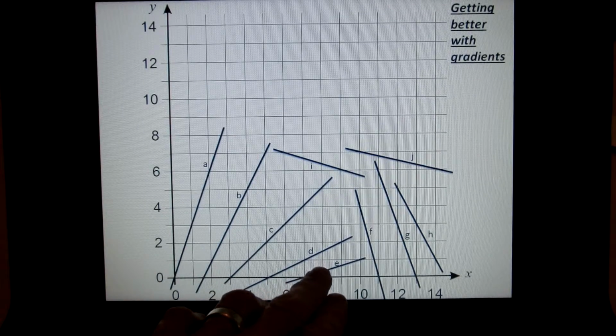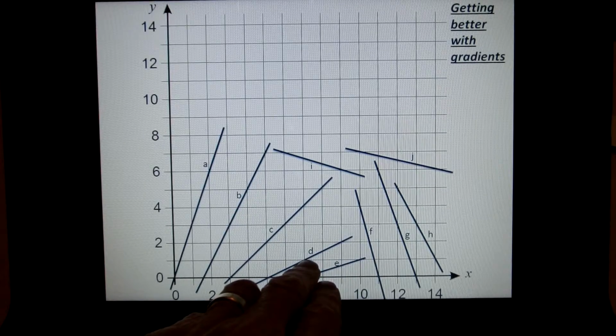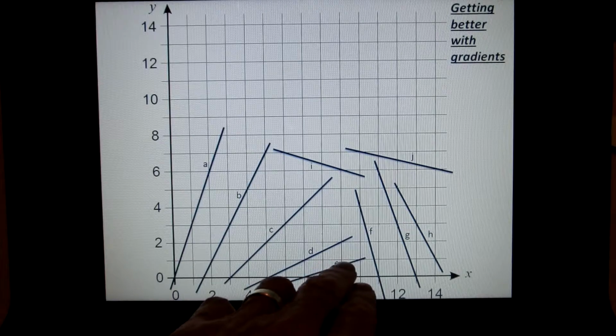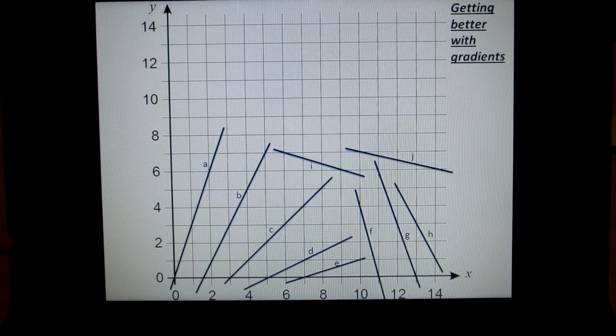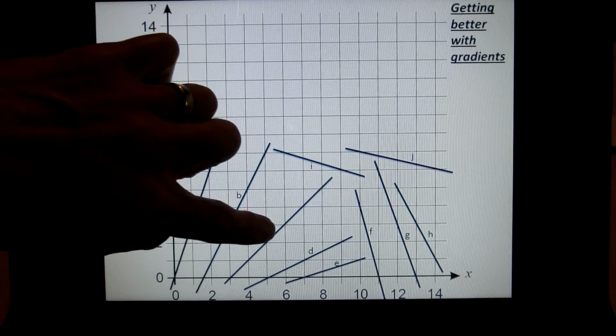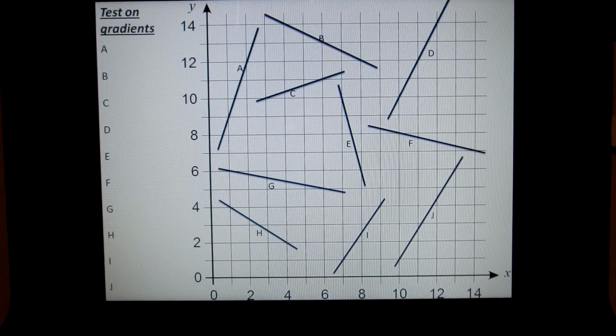This line here, the D line, you go up 1, but you're going along 2, so the gradient is up divided by along, so it's 1 divided by 2. 1 divided by 2 is a half. So the gradients for this line was 3, for this line is 2, for this line is 1, for this line is a half. And that will probably do for now.